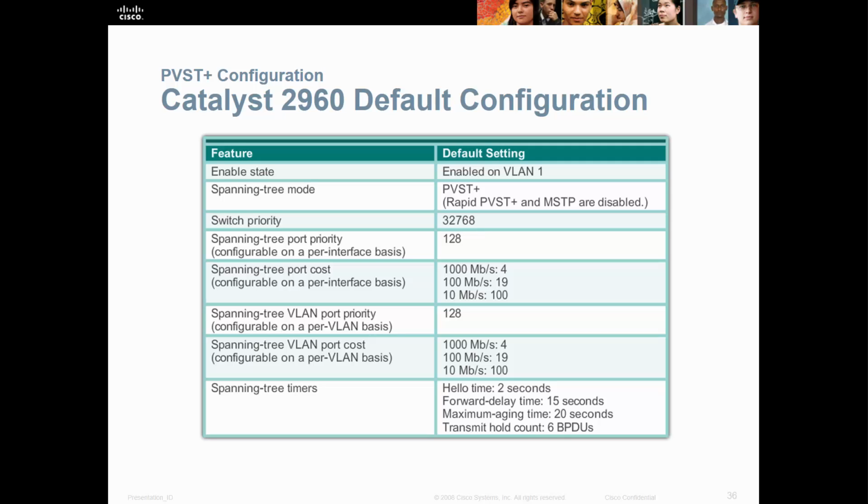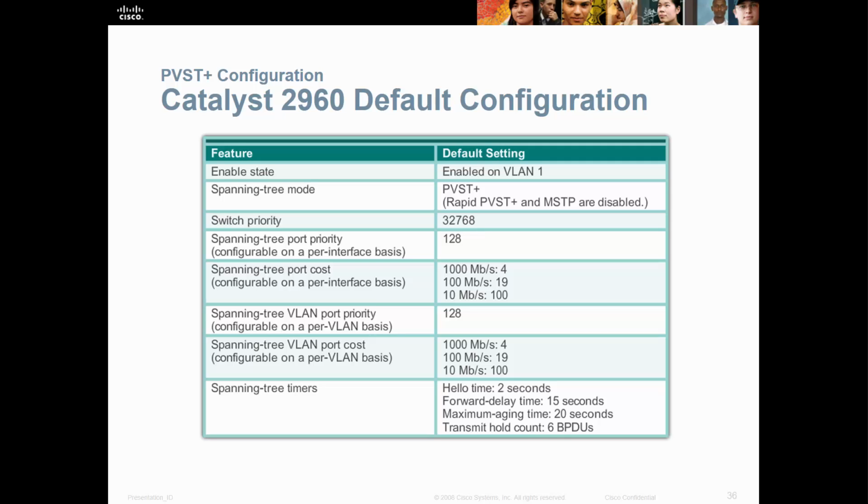Again, these are the defaults. The default cost for a gigabit link is 4. For a 100 megabit connection, it's 19. And for a 10 megabit connection, it's 100. If we're looking at the default spanning tree VLAN port priority, again, it's going to be the same as the per interface, which will be 128. The costs per VLAN per link, same link, gigabit, 100 megabit, 10 megabit, are still the default 4, 19, and 100.